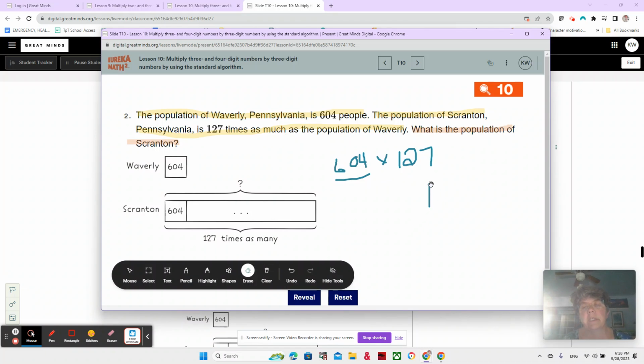Now I want you to do that in a, sorry, didn't mean to draw that line. I want you to do that in a standard algorithm. It doesn't want to go away. Okay, that's all right.